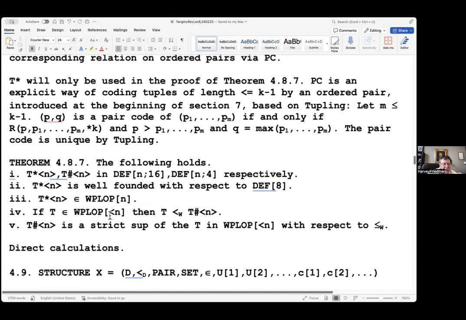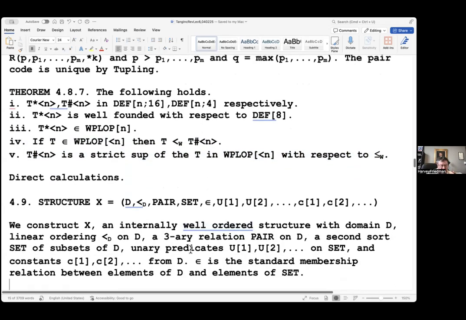T star. Yeah, T star is the one with the big arguments. All right. If T is in W plop of less than n, then T is smaller than T star, T sharp of n. So this is the point. The point is that this is kind of like a strict sup. This thing here is a strict sup of the T in W plop less than n with respect to less than or equal to W. This is the key point. All right. We get this from direct calculations.